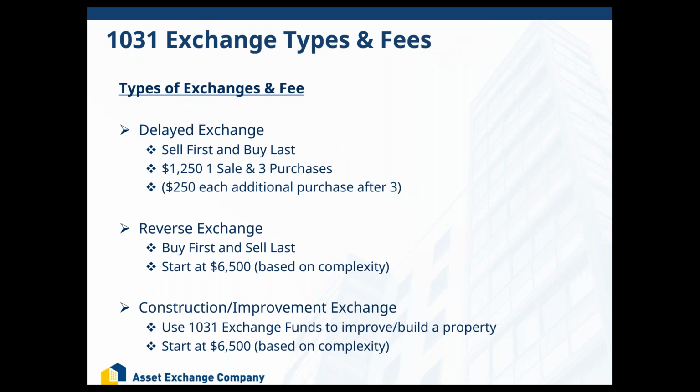There's another type of exchange referred to as a construction exchange. Another term you'll hear people use is an improvement exchange or a built-to-suit exchange. Again, in that advanced class, we're going to talk about that. Those can be significantly more complicated. It's when you sell your relinquished property and find a replacement property, but it's not everything you want. You want to do some improvements to it before you actually purchase it. Those start off at about $6,500 as well.